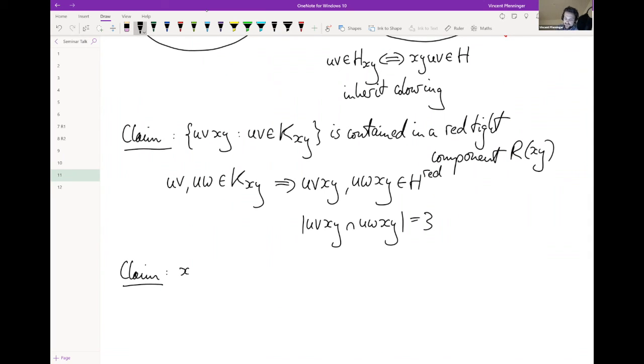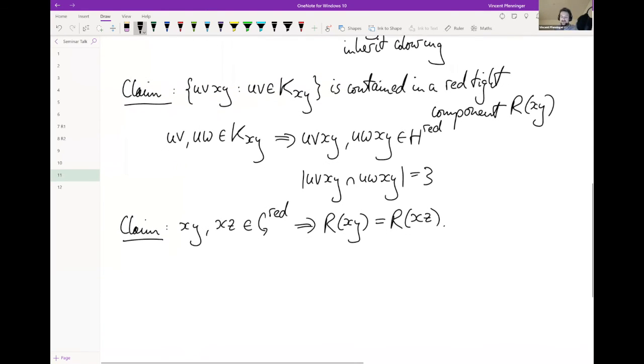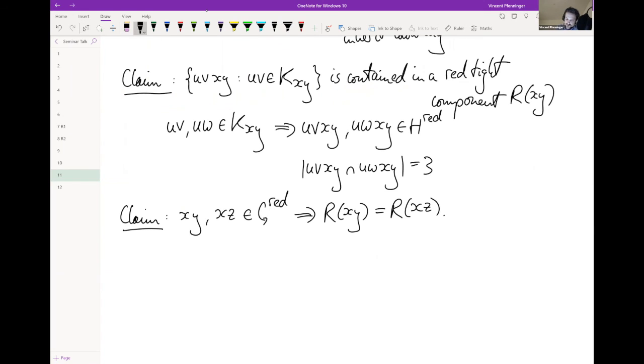Okay, and now the second important claim is that if we have XY and XZ, two red edges in the blueprint, then it actually turns out that they induce the same red tight component in H. So R_XY is the same as R_XZ. So why is that? What is the situation we have? We have X, Y, and Z, and XY is red and XZ is red.